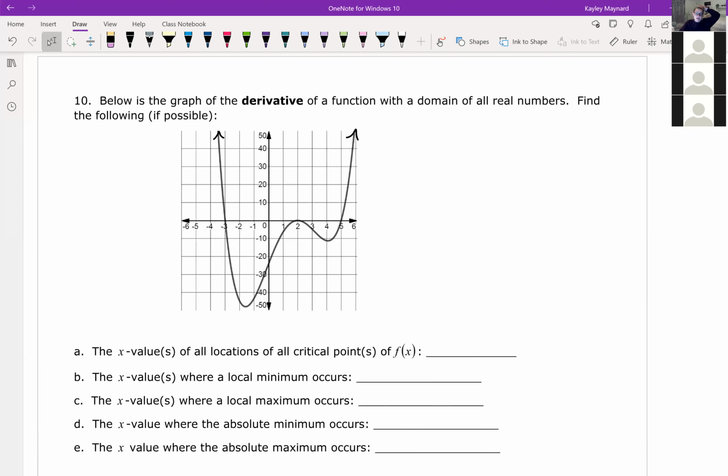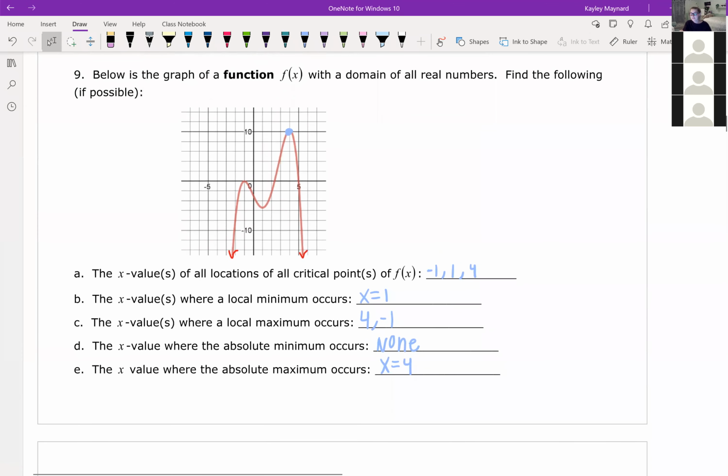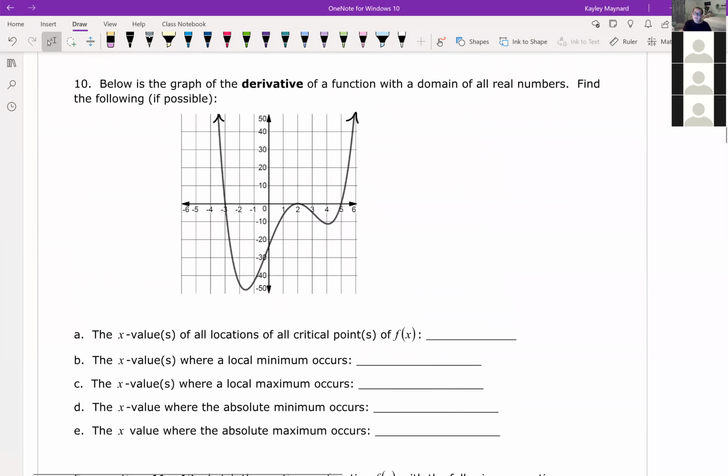Okay, so it says find the following if possible. Notice the questions are exactly the same as the top ones. Question 9 asks all the same things, except we were given f of x in 9. In question 10, we're actually given the derivative, but it asks all the same questions. So you'll see how this is slightly different.